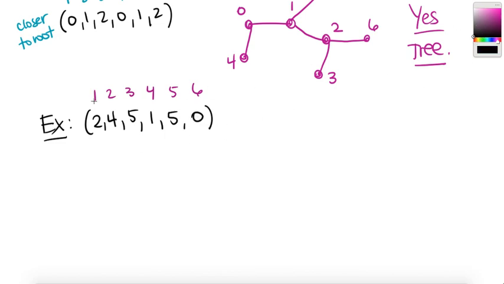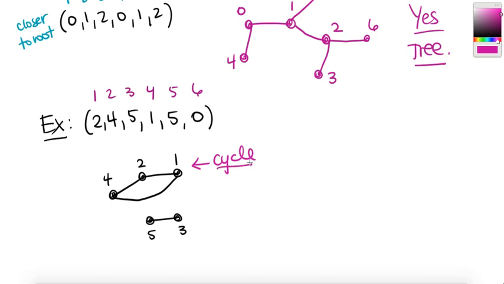This first one tells me I have an edge from 1 to 2, and 2 is closer. This one tells me I have an edge from 2 to 4, and that 4 is closer to our root. This one tells me I have an edge from 3 to 5. This one tells me I have an edge from 4 to 1. And that is a problem because now I've created a cycle. If there's a cycle in there, then we know that this is not going to be a tree.